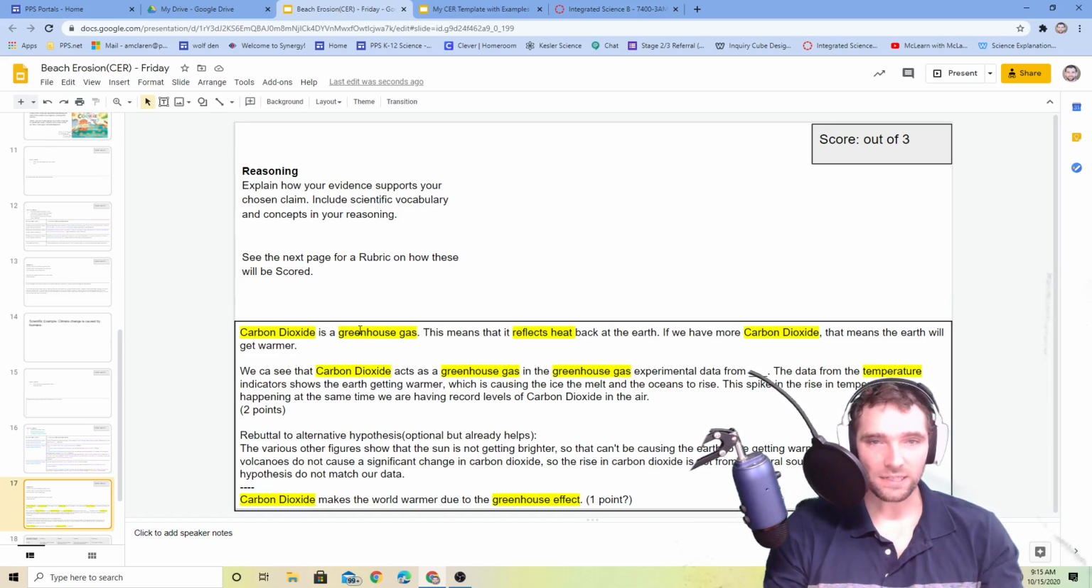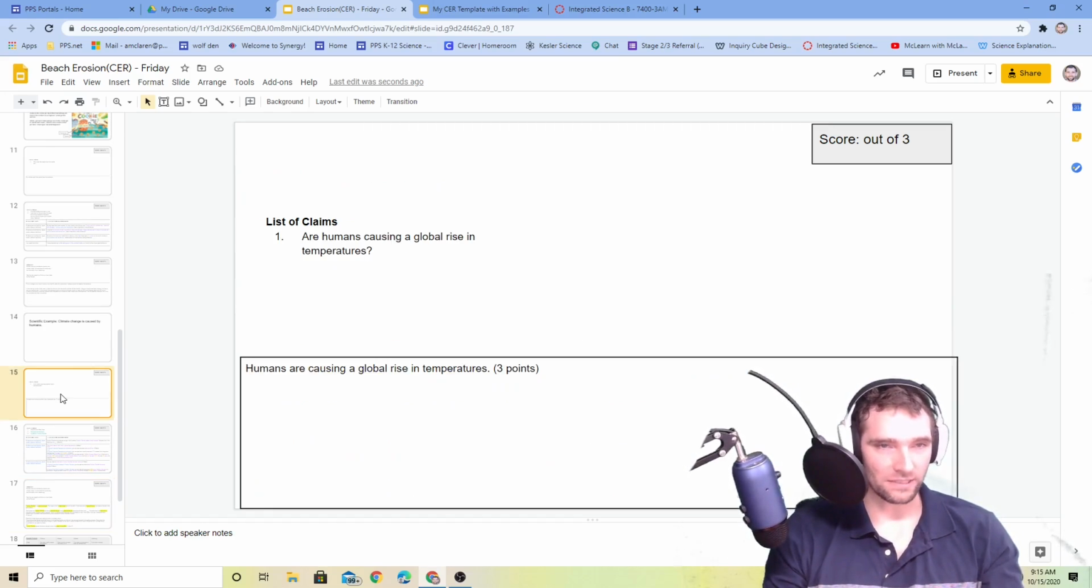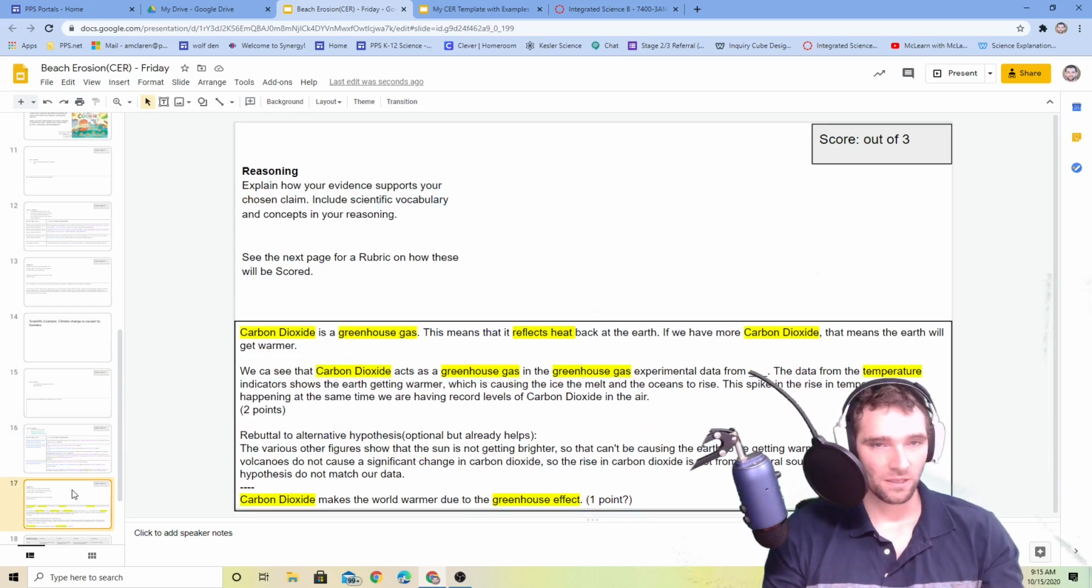I'm also explaining what a greenhouse gas is and then how it heats up the Earth. So I'm explaining what these things are and why they're causing the Earth to heat up. All in relation to this claim that we're causing this global change in temperature, global rise in temperature.